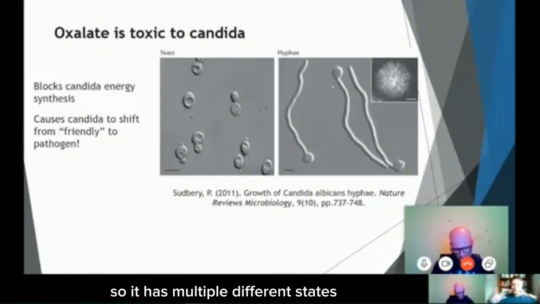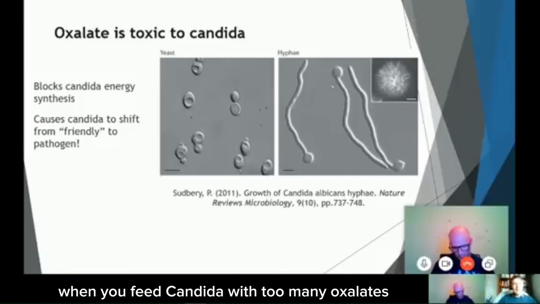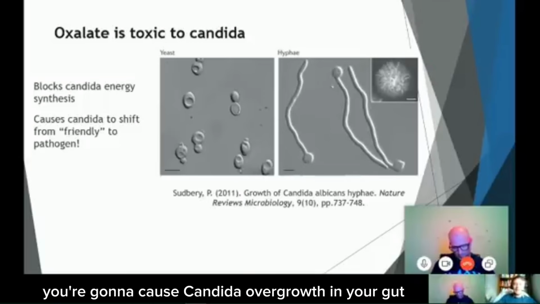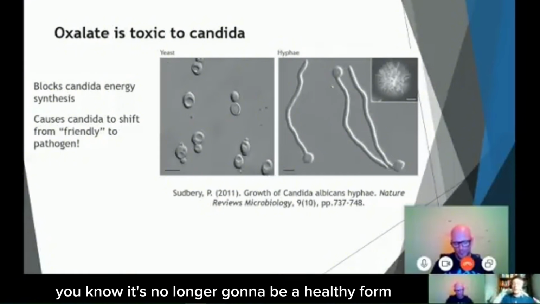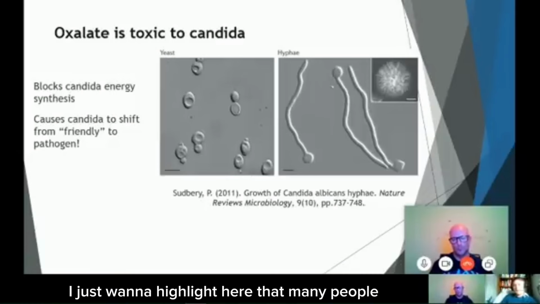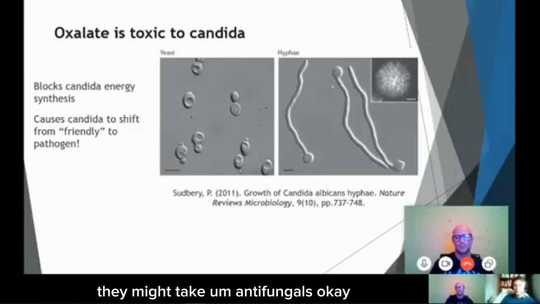And so it has multiple different states. And so candida is simply responding to the environmental cues. When you feed candida with too many oxalates, you're potentially going to cause yeast problems. You're going to cause candida overgrowth in your gut. It's no longer going to be a healthy form. It's potentially going to be a pathogen. And so I just want to highlight here that many people, if they think they've got candida, might take antifungals.